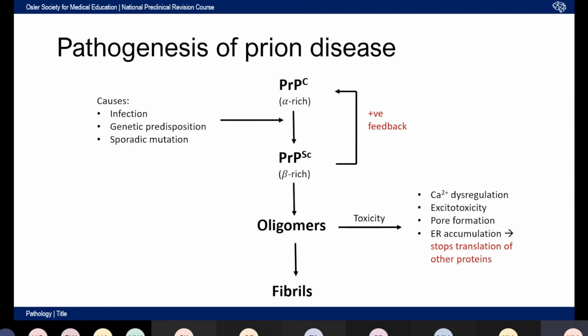Can you guys see the arrows on this slide? Because they seem to have disappeared for me. Yeah, we can. Okay, lovely, thank you.